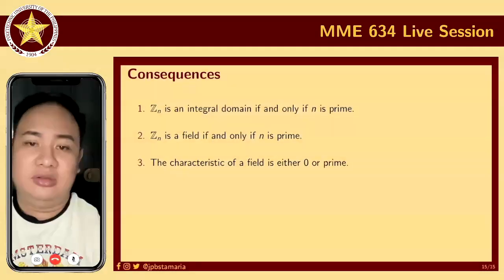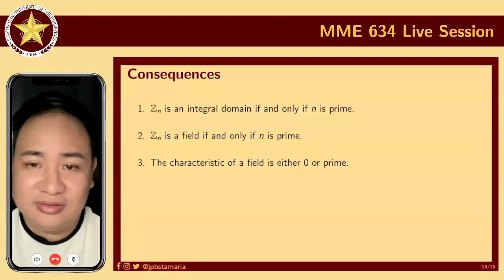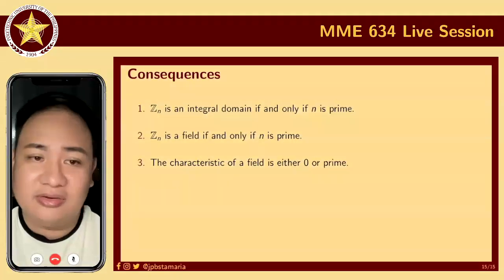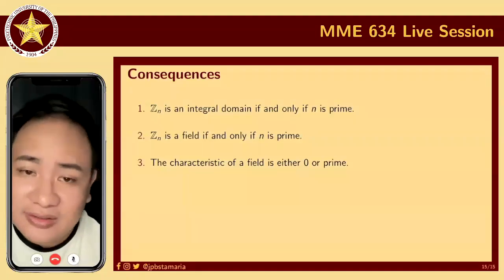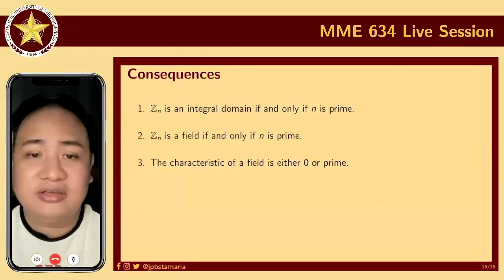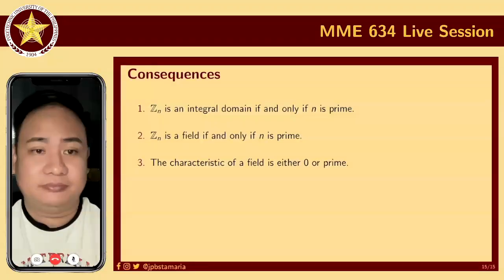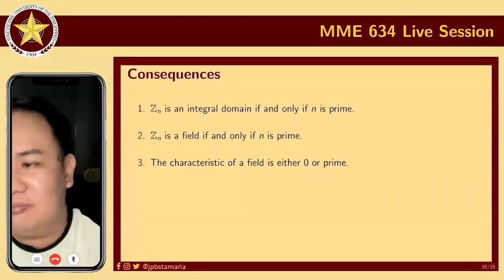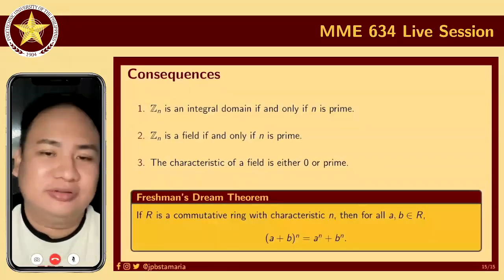Because every field is an integral domain. An integral domain can only have a 0 or a prime characteristic. Therefore, for a field itself, the characteristic should also be 0 or prime. Okay? So, I have a theorem to present and I would like you to think about this.